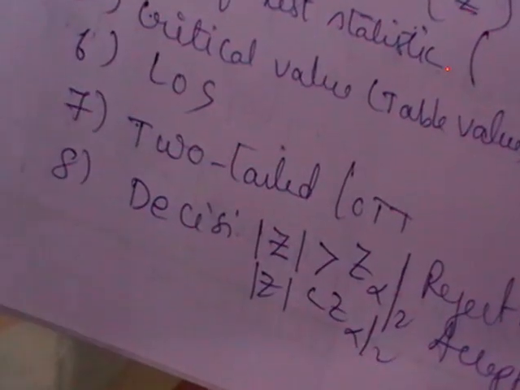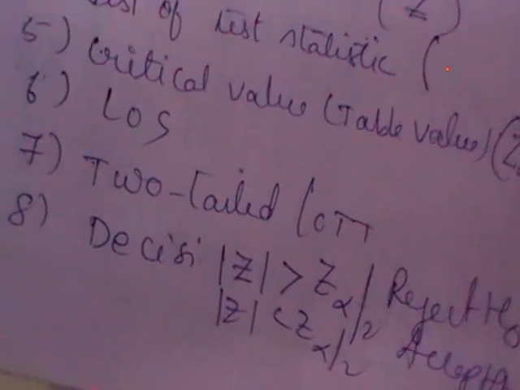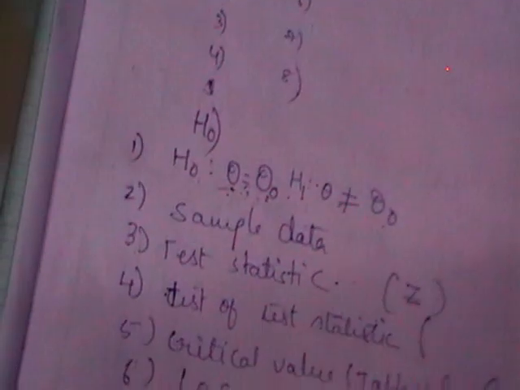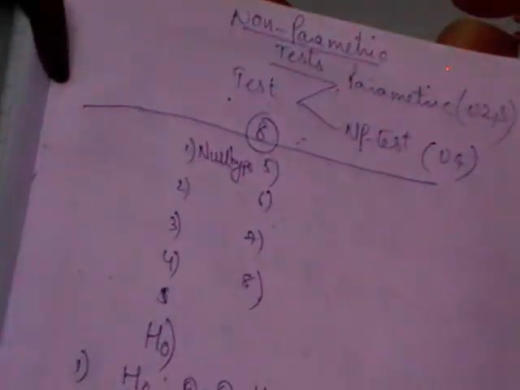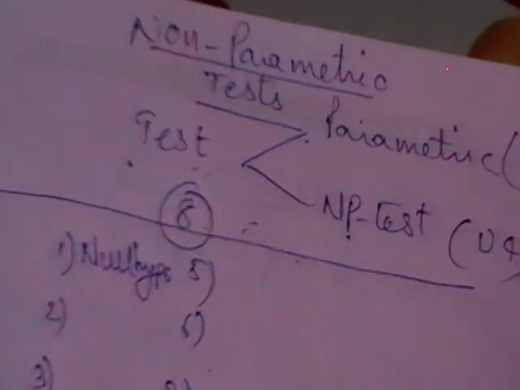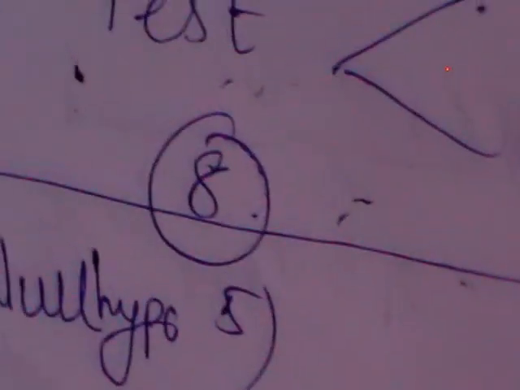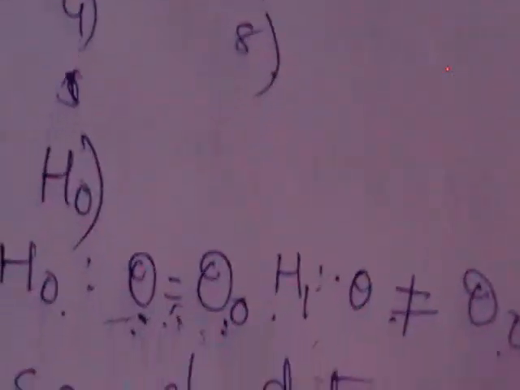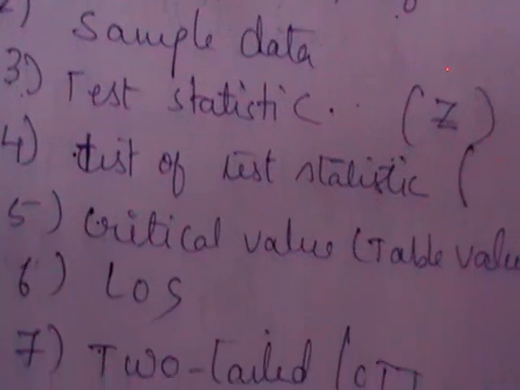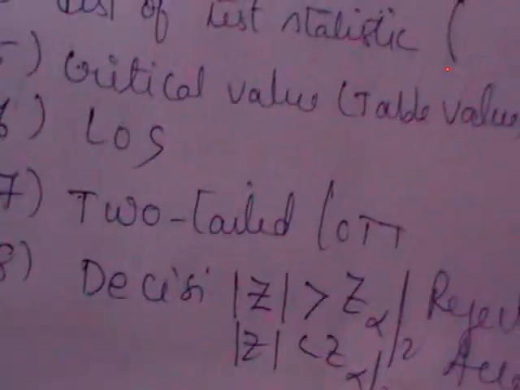Again I repeat, the tests are of two categories, parametric and non-parametric test. Whether it is a non-parametric or parametric test, it involves a sequence of 8 steps. After those steps, based on the procedure, at the end we are going to either reject the null hypothesis or accept. So what is the sequence of the steps?